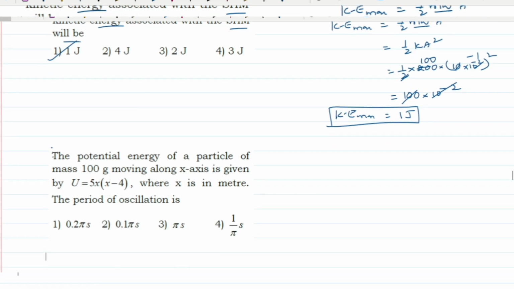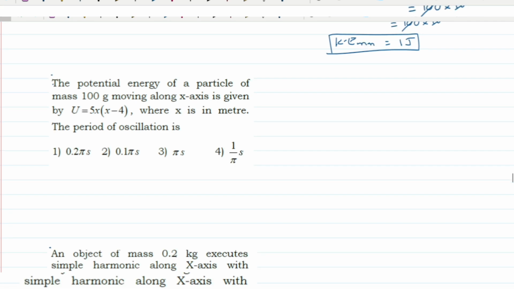Let us see the next question. The potential energy of a particle of mass 100 grams moving along the x-axis is given as U equal to 5x into x minus 4, where x is in meters. Here they are asking for the period of the oscillation. So just simplify this one, students: 5x square minus 20x. They are asking for the time period of the oscillation, right?